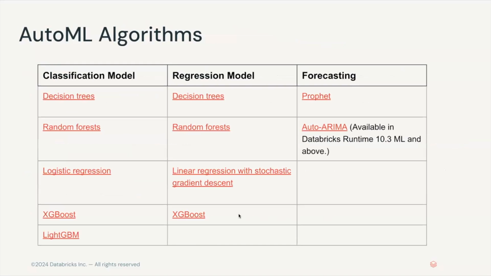The algorithms that we support over here, and all of these have links, so you can explore those libraries as supported by AutoML. But for classification, for example, we support all these algorithms: decision trees from scikit-learn, random forest, logistic regression, XGBoost, LightGBM. Similarly for regression as well. Specifically for forecasting, currently what is supported is Prophet and the AutoArima library.